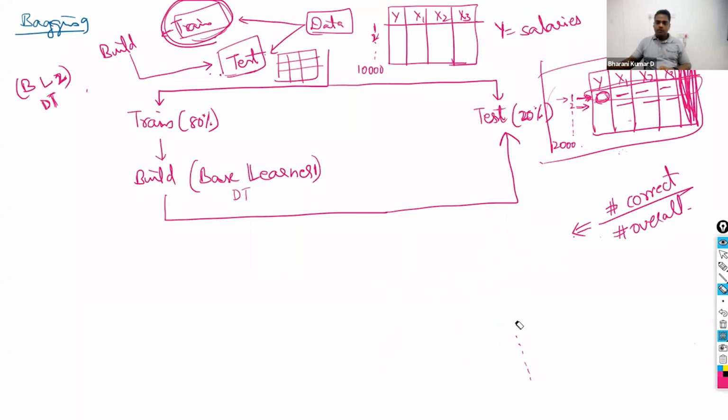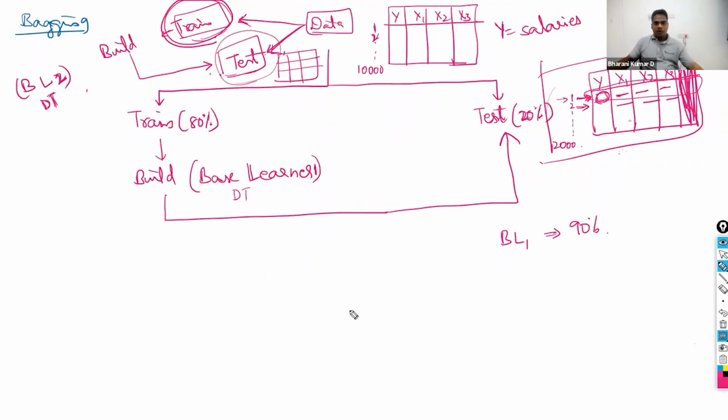So I get accuracy for base learner 1. What is the accuracy? Maybe 90%, whatever. Then once again, I split the data into training and test. I train the model and test it on the test data here. Okay, and I get the overall accuracy for base learner 2. Say we got an accuracy of 88%. Now I try out base learner 3. Say accuracy is 92%.